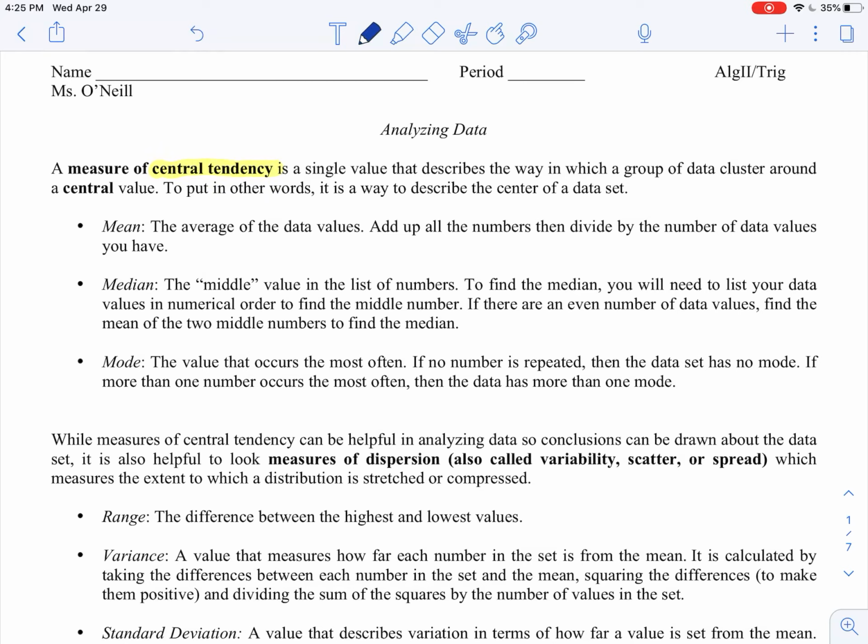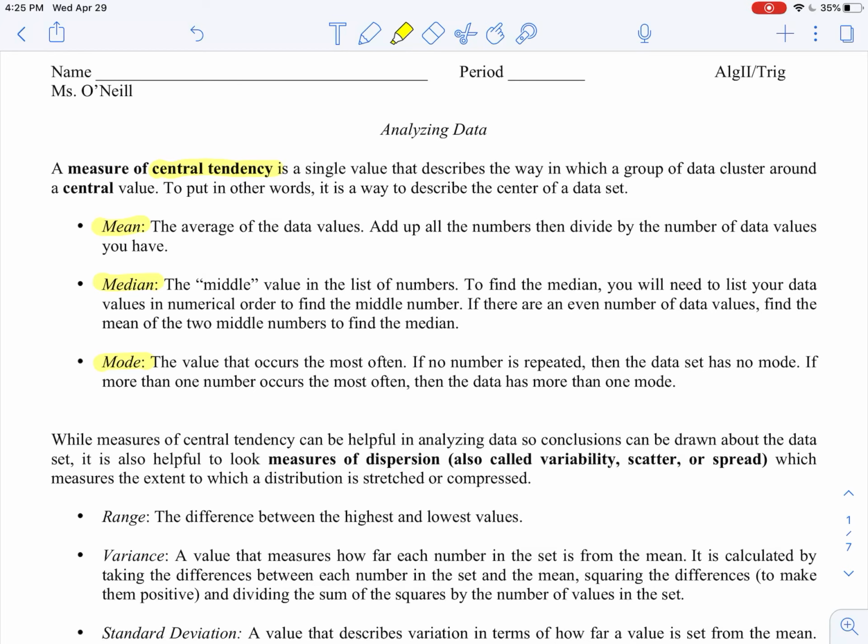So let's begin with measures of central tendency. These are ones that you should have studied before when you did stats in one of your previous classes, whether in Algebra 1 or earlier. So the three kinds of measures of central tendency are mean, median, and mode. Okay, so let's talk about these things.